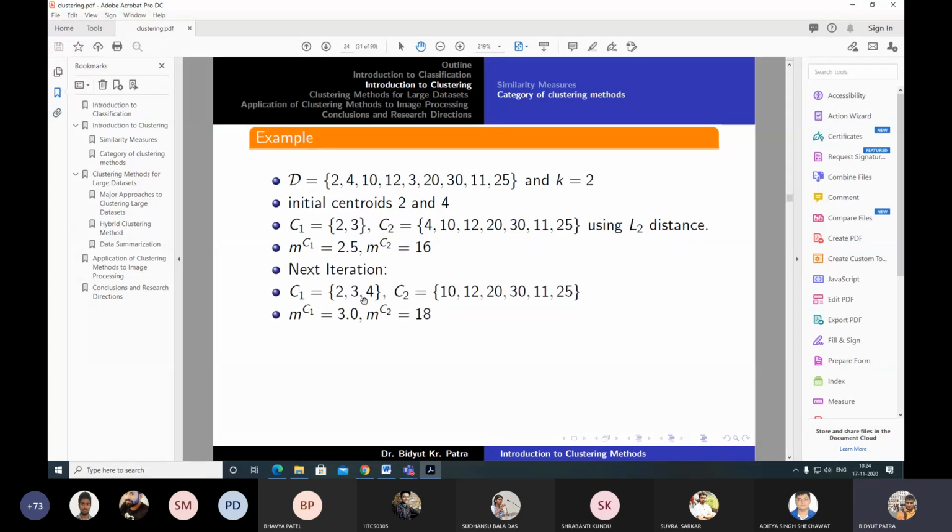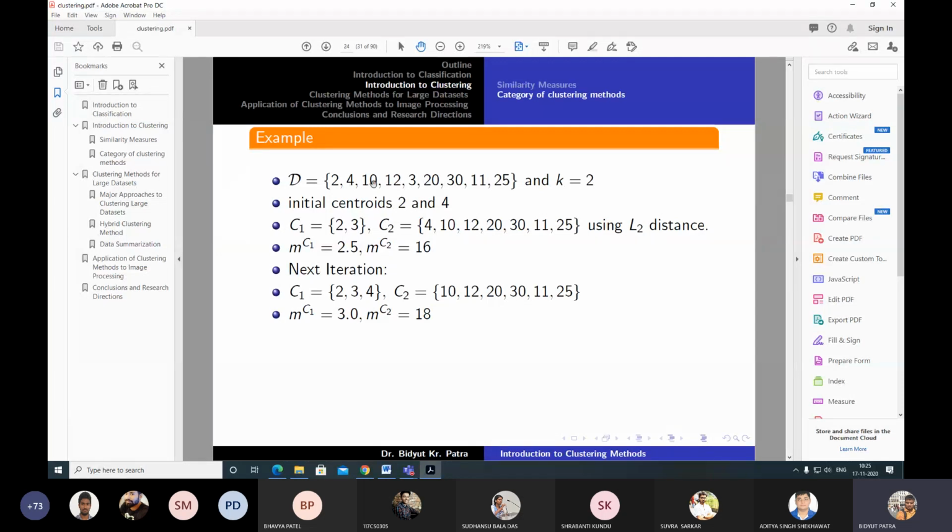So in the next iteration, C1 is 2, 3, 4 and C2 will be all the points 10, 12, 20, 30, 11, 25. Now you take the average of these sets of points. The average will be 18 for this one and 3 for the other. Again you do the same thing. You compute the distance from 2 to 3, which is 1, and 2 to 18, so 2 will obviously be assigned to this set of points. 3 and 4 will also be assigned here.